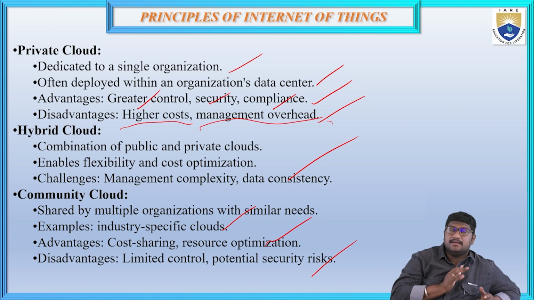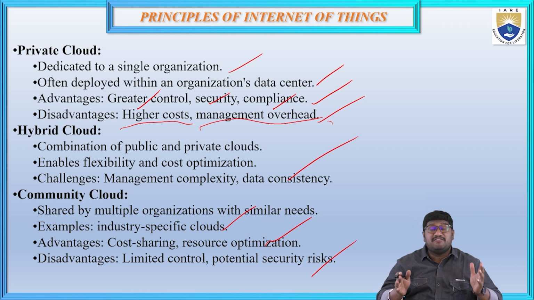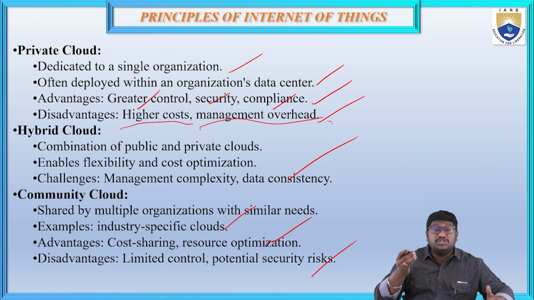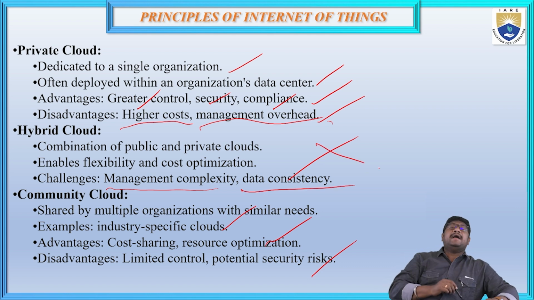Coming to the hybrid, this is the best cloud. Why? Because it is a combination of both public as well as private cloud, guys. It is a combination of both public and private, which gives you flexibility for cost optimization also. And what are the challenges we are going to face in hybrid cloud? The challenges are management complexity and data consistency. This is about hybrid cloud.